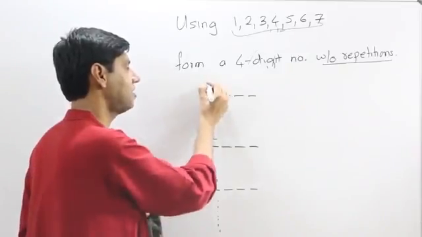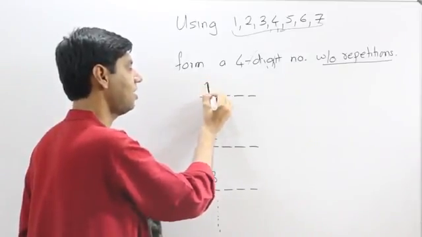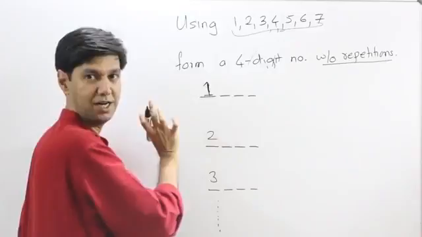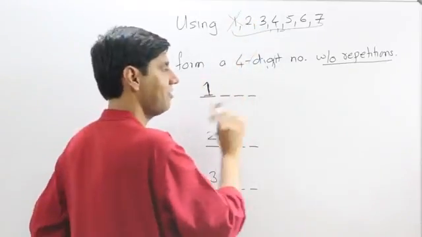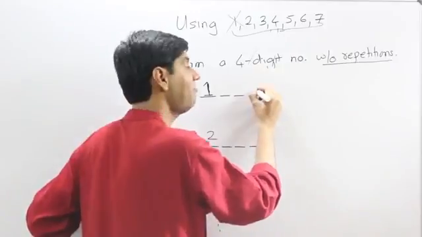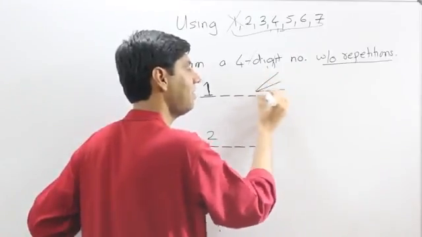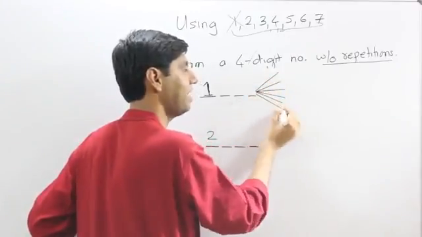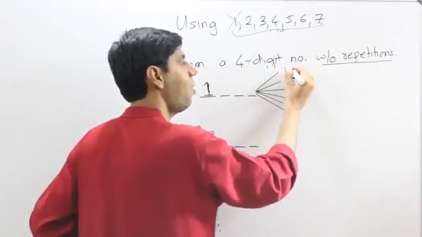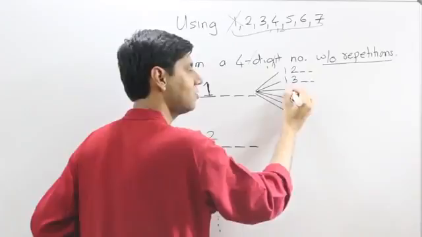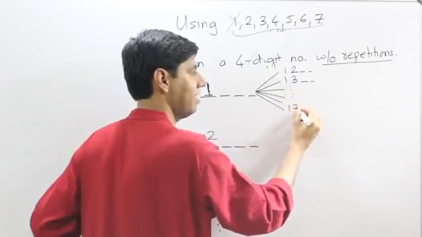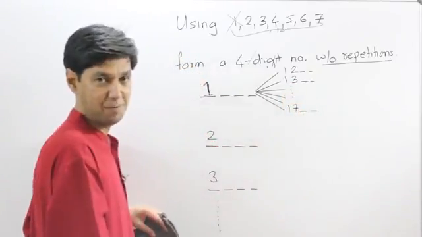Having filled this position, now which digit has gone in here? The digit 1 has gone in here. So 1 is no more available to me, and I have to fill the second. The second can be filled further. So think of it as branching out into many ways. What could the second digit be? 1 and a 2, or it could be 1 and a 3, and so on till 1 and a 7. So these are going to be 6 different possibilities.